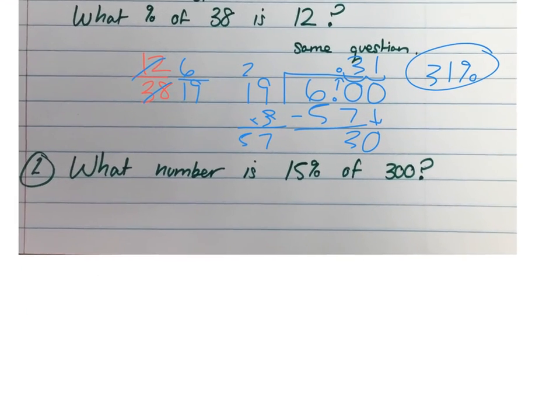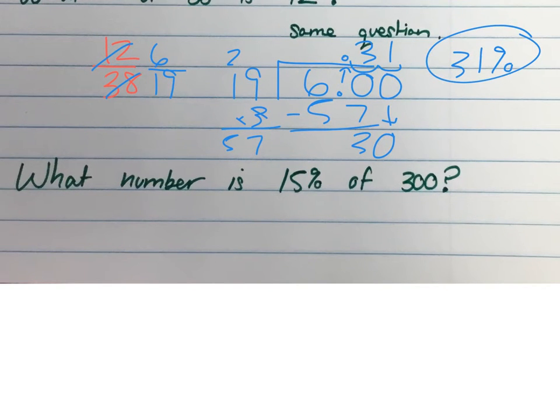Now moving on to the second one. What number is 15% of 300? Alright, we're going to set that problem up this way. 300 is equal to 100%. What number is equal to 15%? I know I'm going to do the opposite of n divided by 300, and I'm going to multiply both sides by 300.